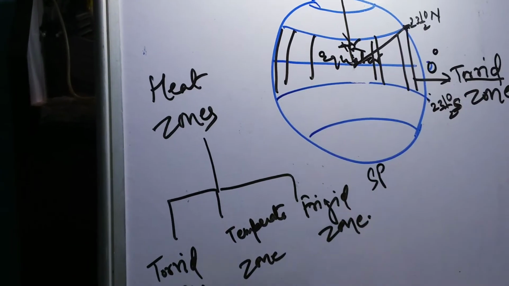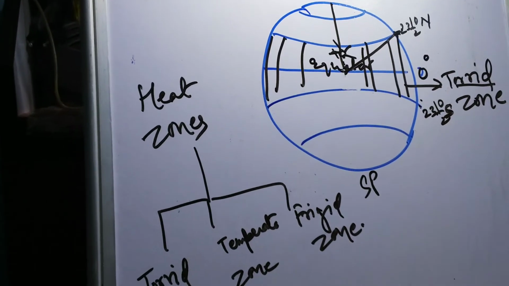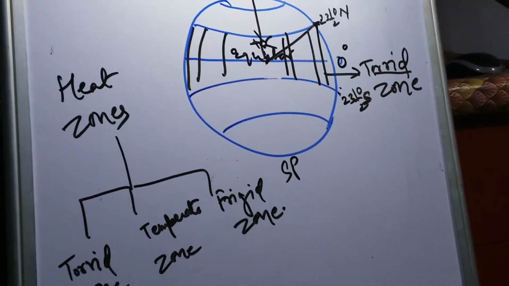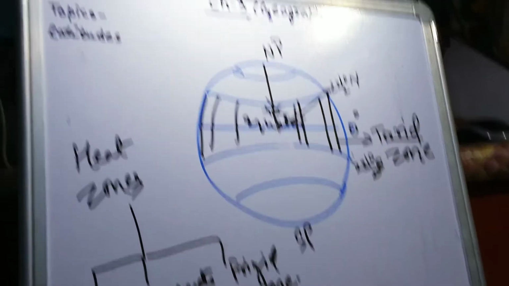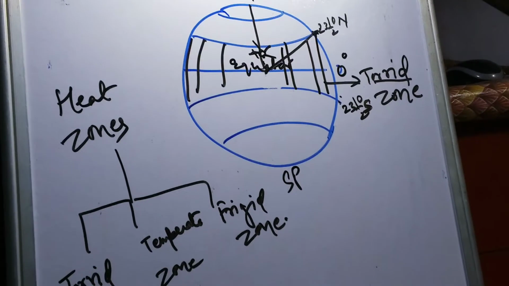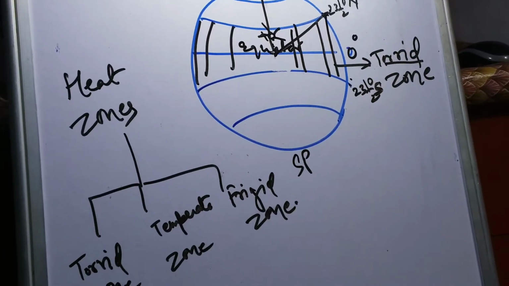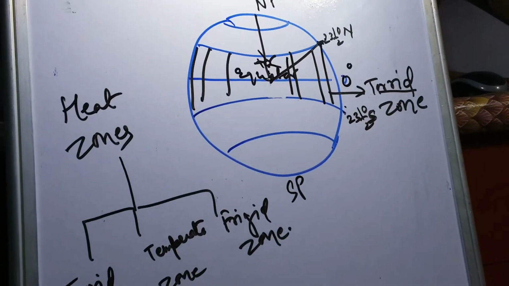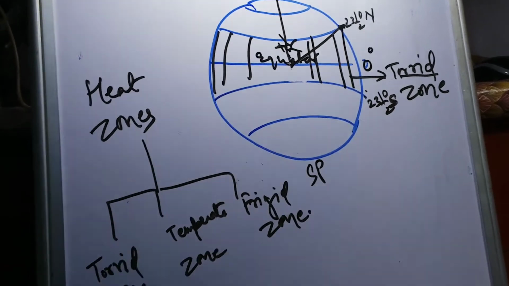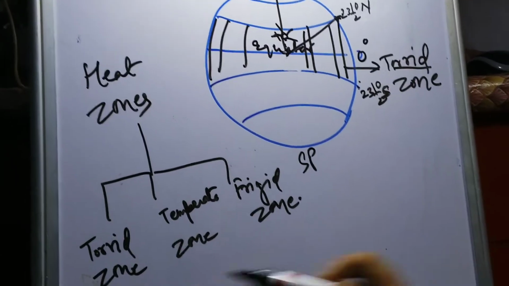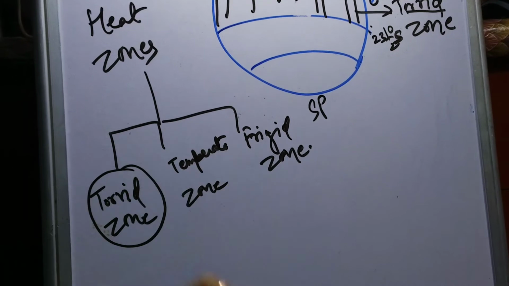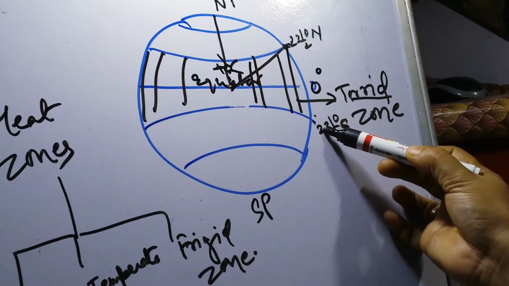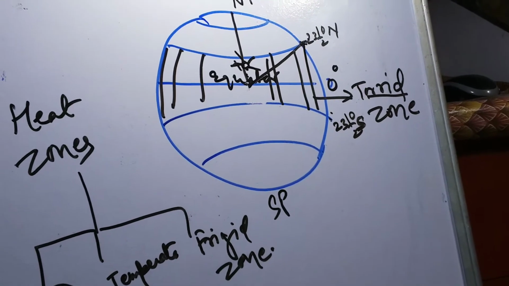The sun rays directly fall on the equator. That's why this zone is very hot, where the midday sun is overhead twice a year. So what type of climate, what type of temperature? It is very hot due to the heat of the sun. So I think this torrid zone is clear to you. It lies between Tropic of Cancer and Tropic of Capricorn.